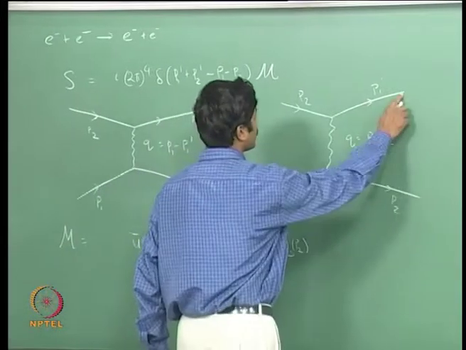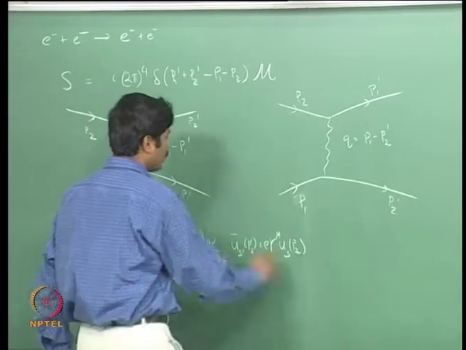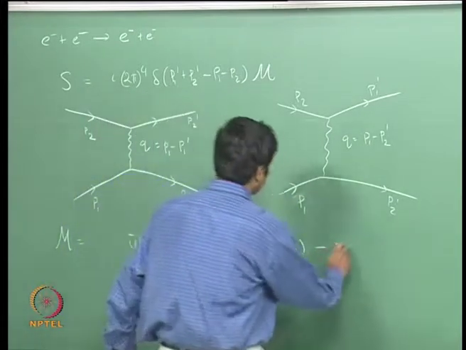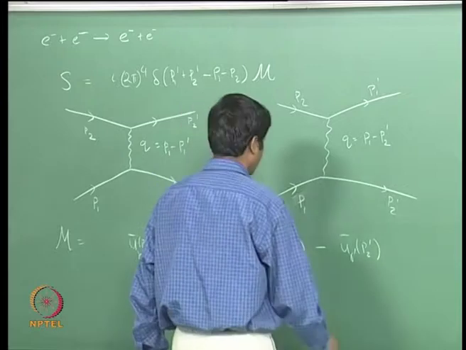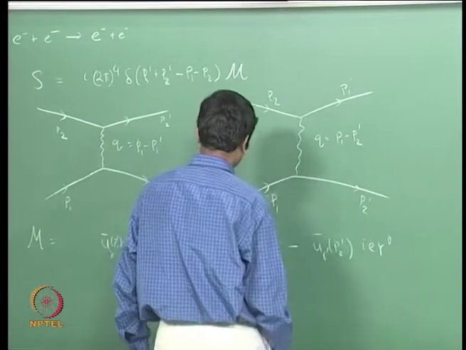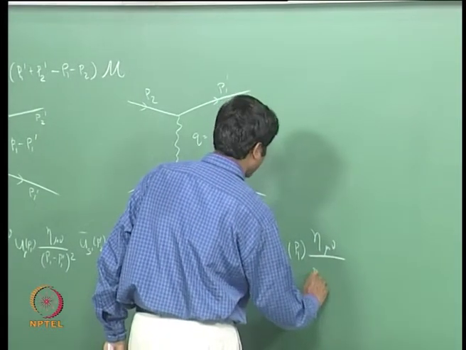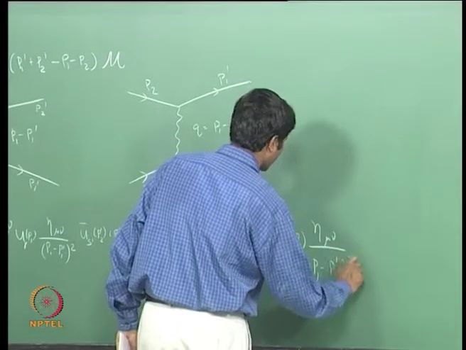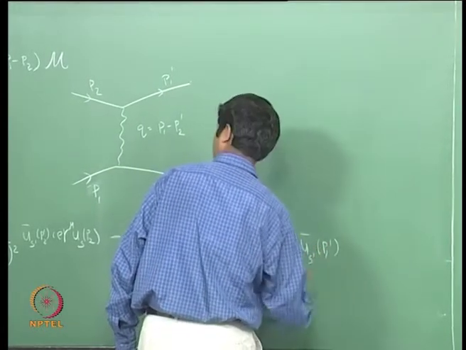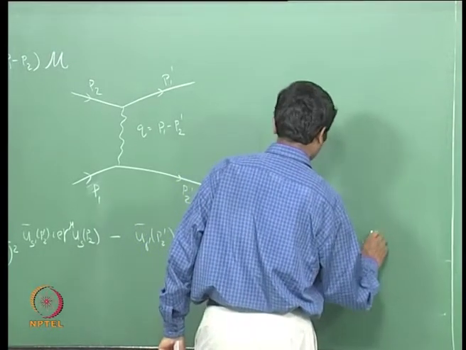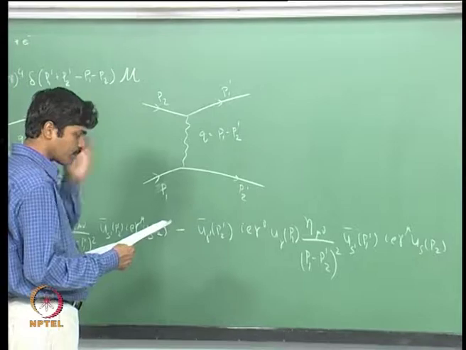The second one is just obtained from the first one by exchanging p₁′ and p₂′. So the amplitude for the second one is, with a minus sign, ū_r′ of p₂′ ieγ^ν u_r of p₁, η_μν divided by (p₁ − p₂′)², and ū_s′ of p₁′ ieγ^μ u_s of p₂. All right.